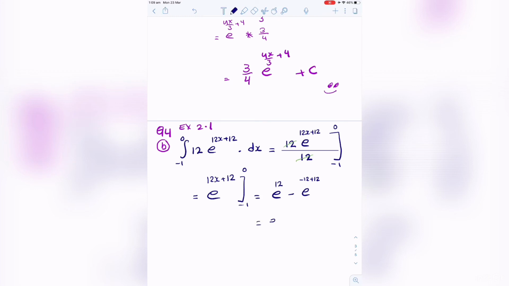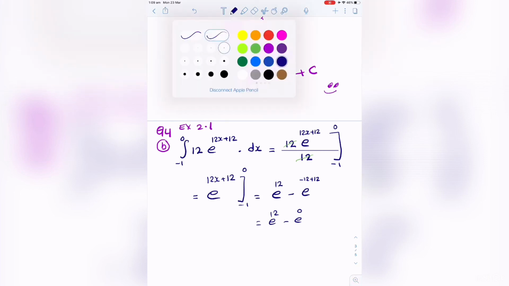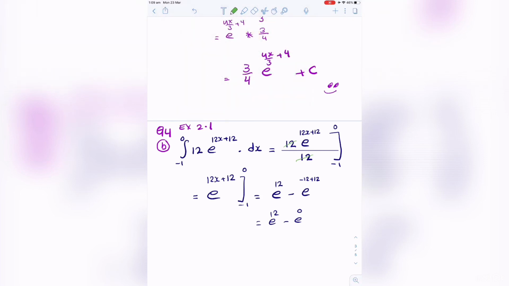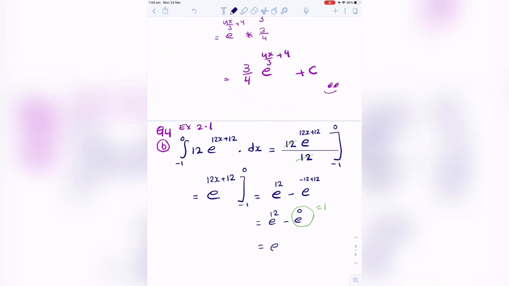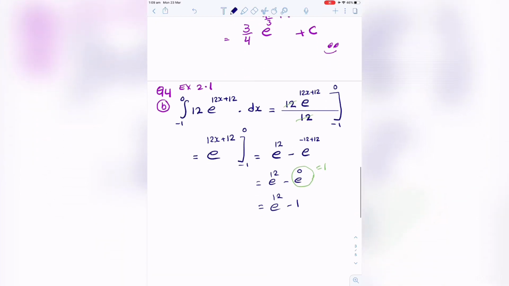So it's e to the power 12 minus e to the power 0, and e to the power 0 is 1. You know that, I hope. This equals 1. So the answer is e to the power 12 minus 1. This is the final answer, and that's it.